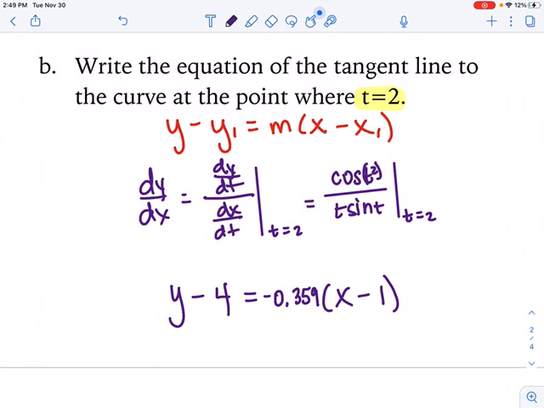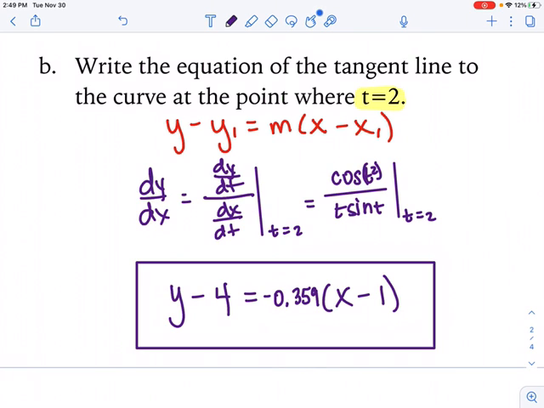You should end up with a slope of negative 0.359. Make sure you can get that in your calculator. And here is your tangent line equation.